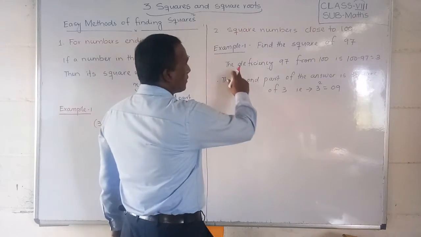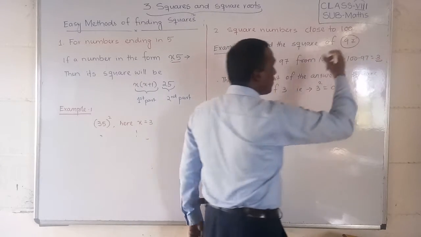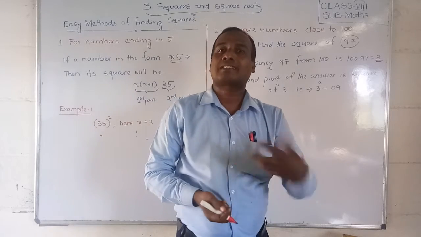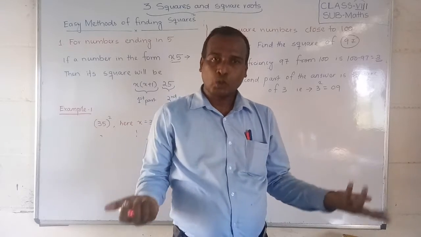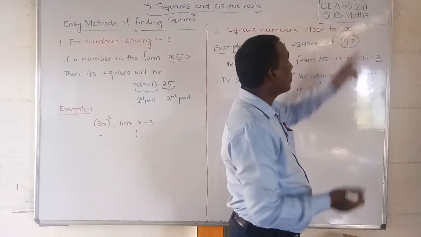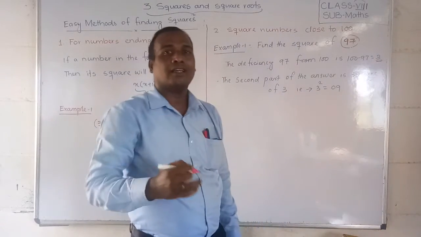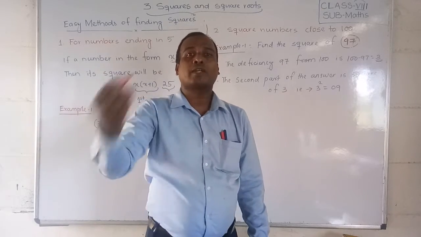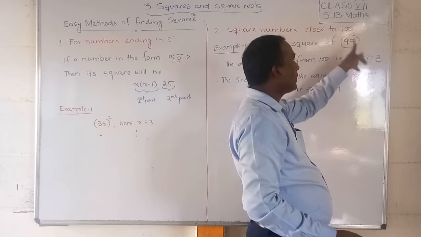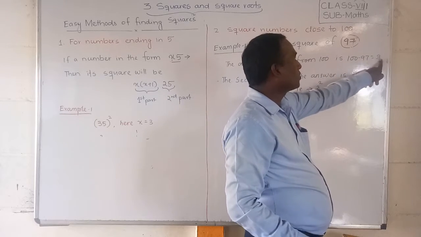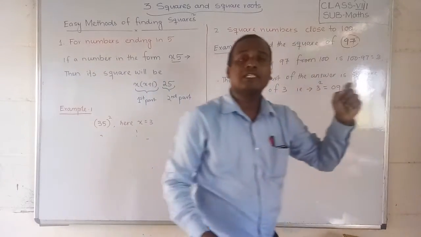Now students, observe that the deficiency of 97 from 100 is 3. Remember students, deficiency means less. How much less is there? 100 minus 97 is equal to 3. Whatever number is given to you, how much less is it, or how much does it need to get to 100? Always subtract from 100. So 100 minus 97 is equal to how much, students? 3.